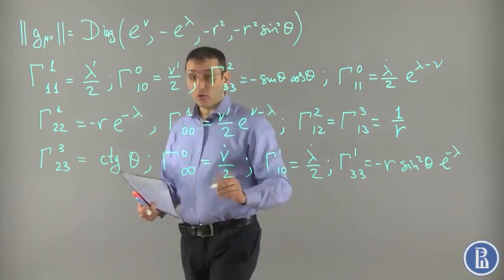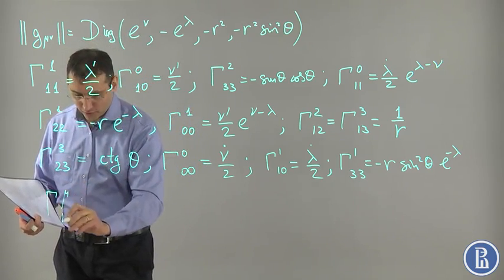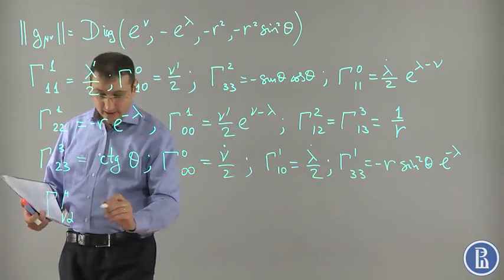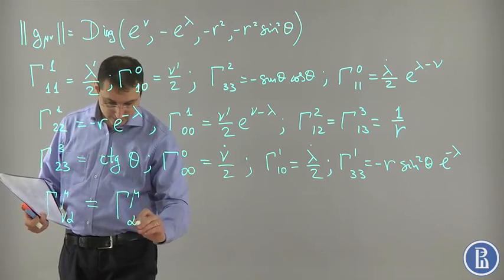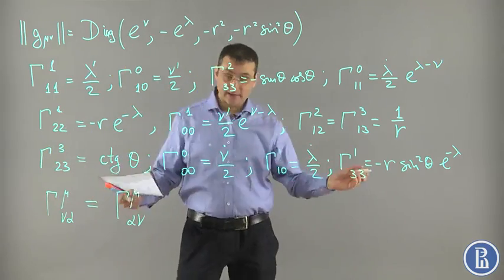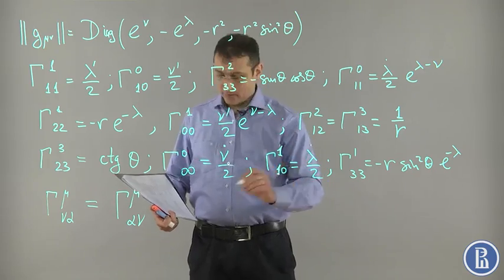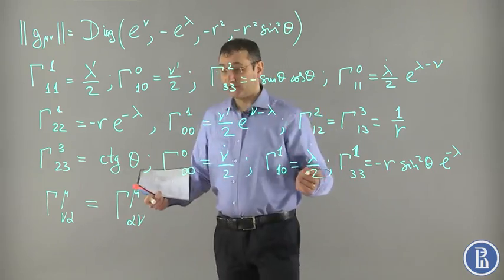So all non-zero components of the tensor gamma mu nu alpha are written here or obtained from these with the use of the symmetry of this object. All the rest of the components which do not follow from these expressions via application of this symmetry are equal to 0.